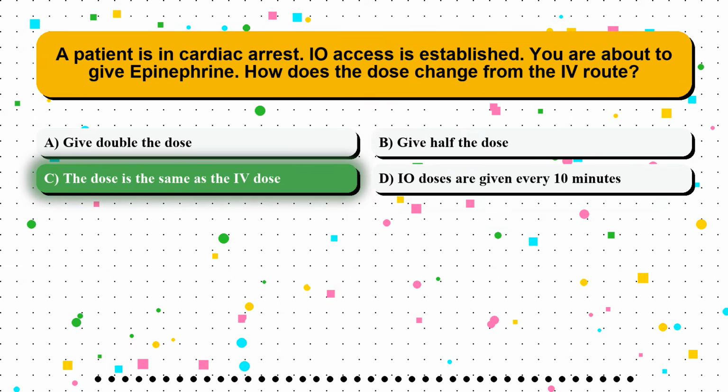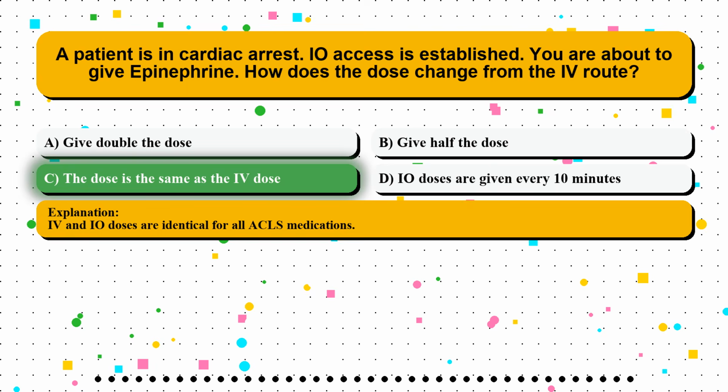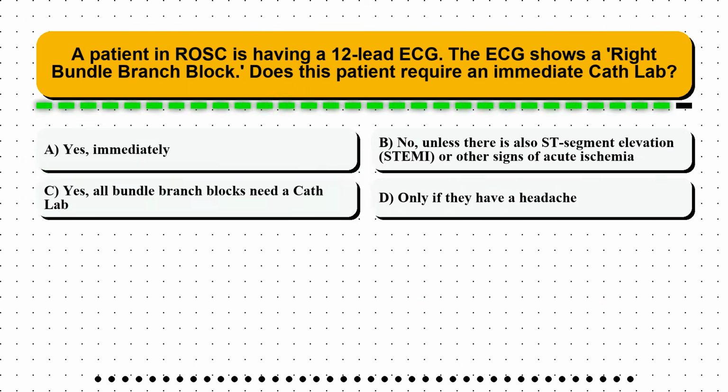The correct answer is option C, the dose is the same as the IV dose. IV and IO doses are identical for all ACLS medications. Question 25. A patient in ROSC is having a 12-lead ECG. The ECG shows a right bundle branch block. Does this patient require an immediate cath lab?